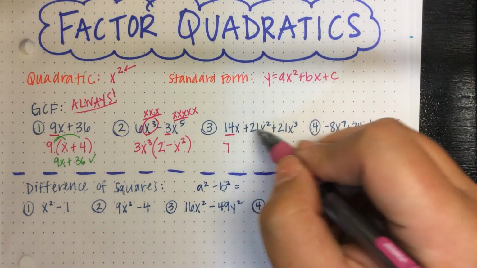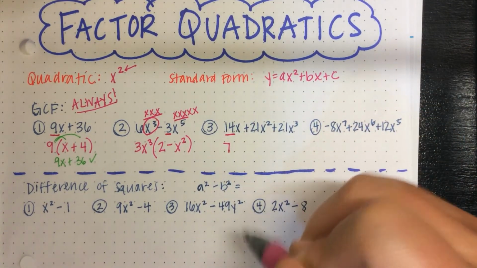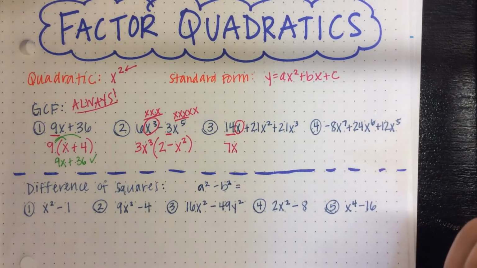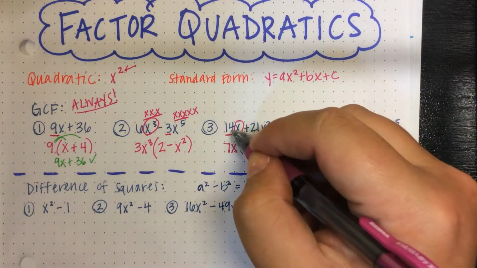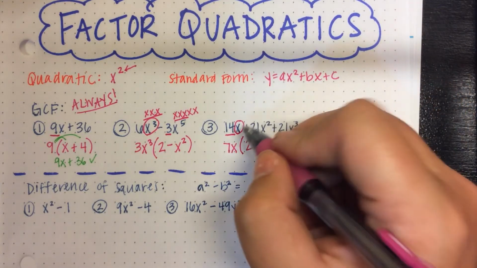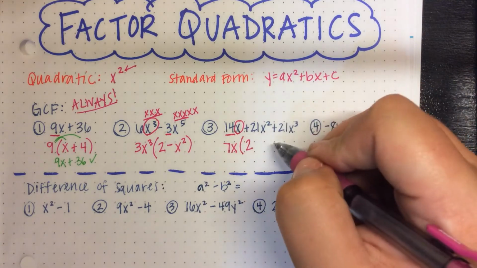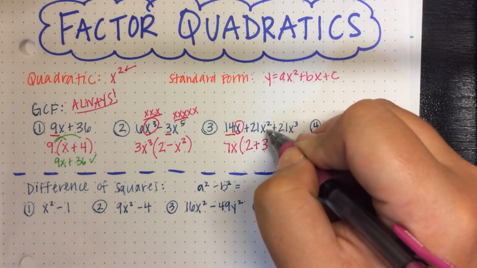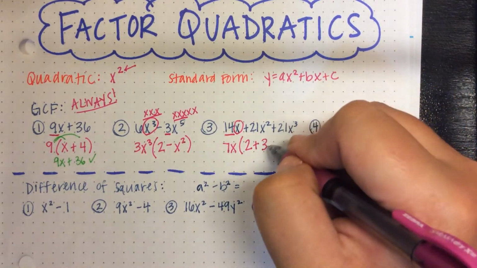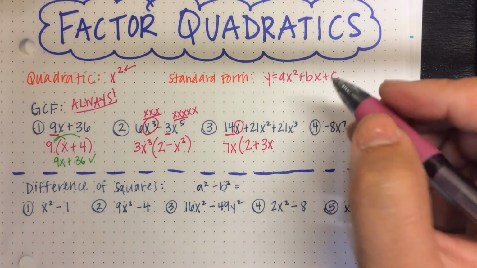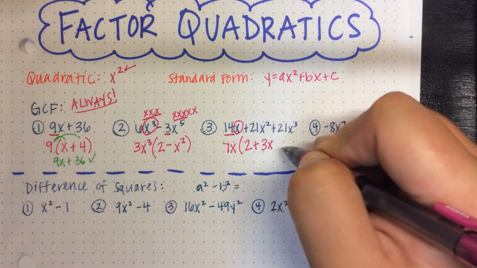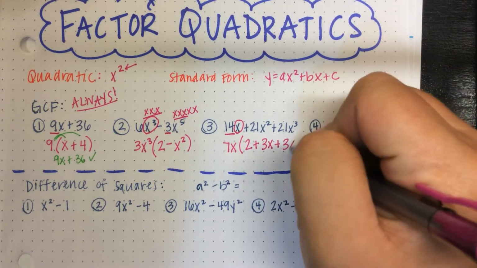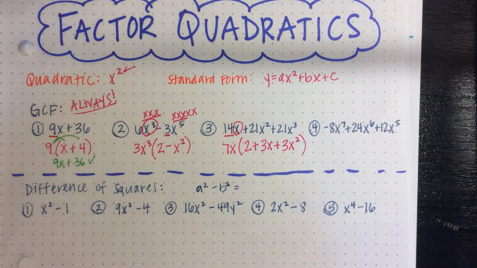Okay, and then they all have variables. They all have an x, so I'm going to take the smallest x, which is this first one, x to the first power. Then we divide. 14 divided by 7 is 2. I had an x, but I took one out, so there's no x's left. 21 divided by 7 is 3. I had 2 x's, but I took one out, so that leaves me with 1. Right? Then 21 divided by 7 is 3 again. I had 3 x's, I took one out, so that leaves me with an x squared.